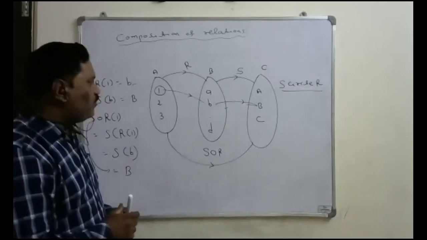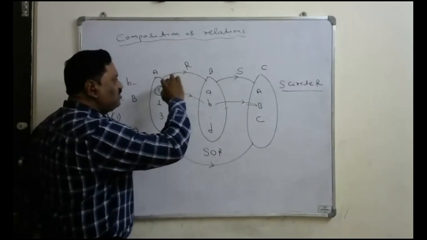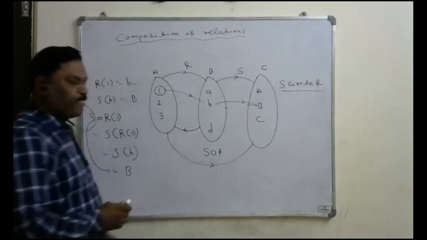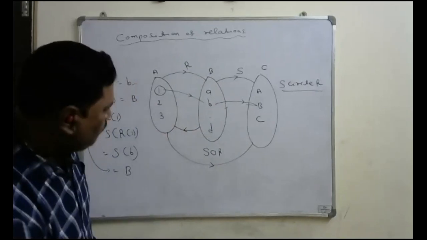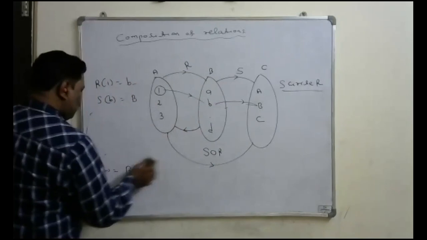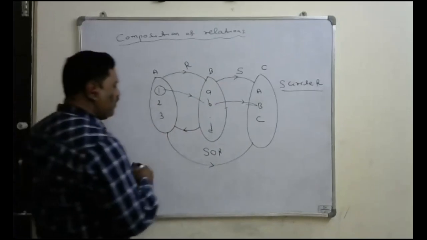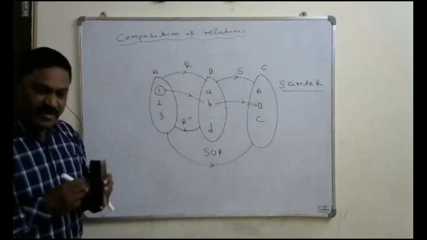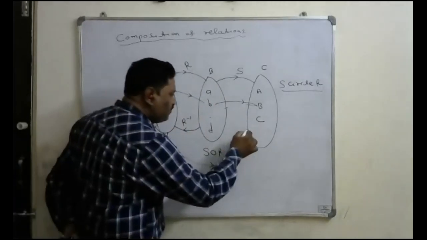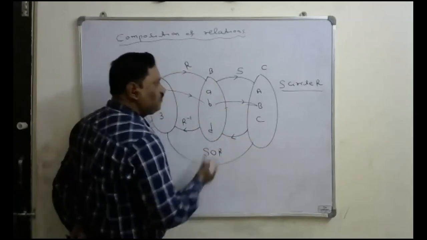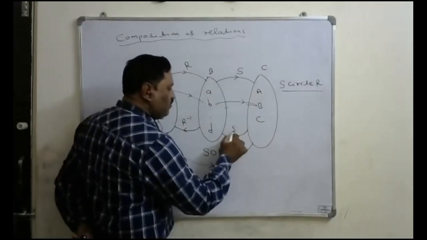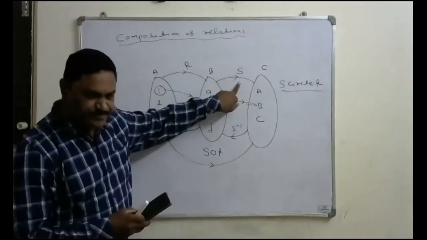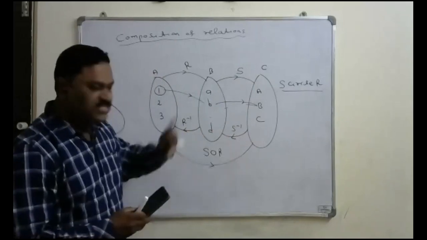Understand? In this composite relation, suppose R is the relation from A to B, what is the relation from B to A? What is the relation from B to A? R power minus 1, that is called R inverse. That is the inverse relation. Similarly, what is the relation from C to B? R raised to minus 1, S inverse. The relation from B to C is S. Then from C to B, the relation is S inverse.